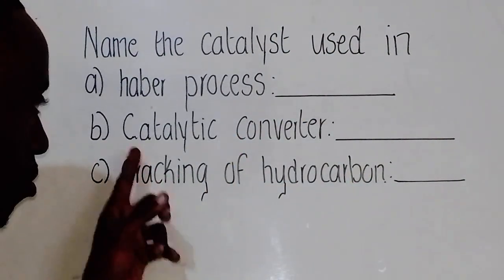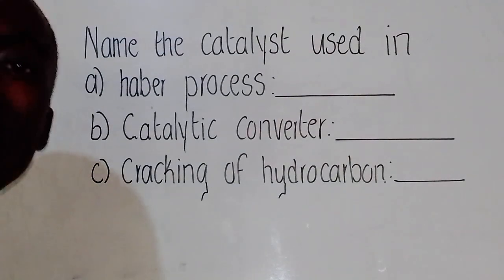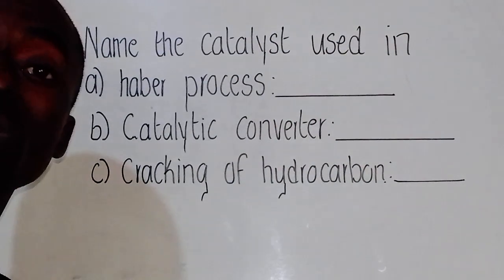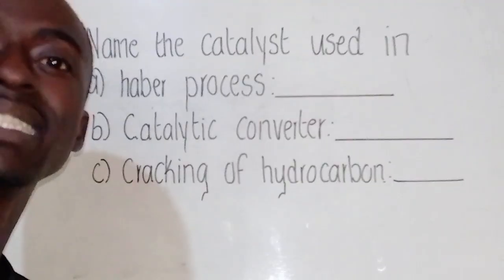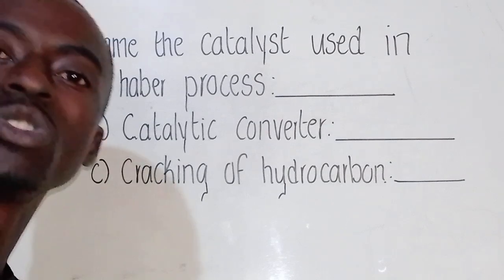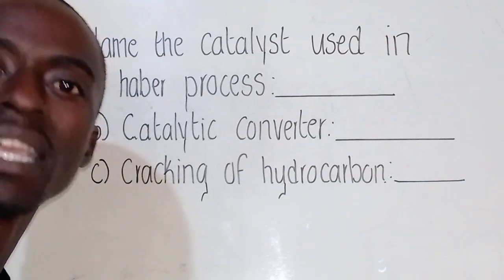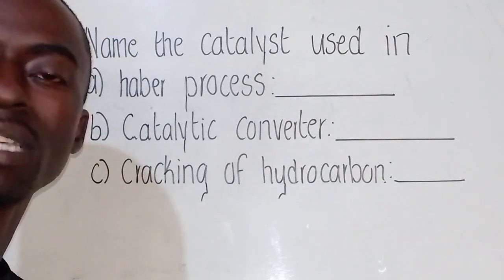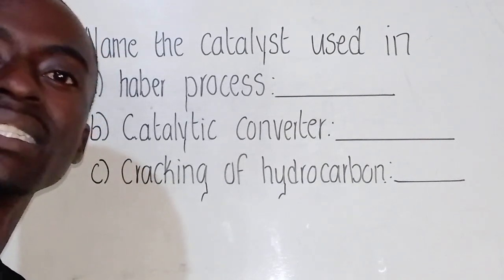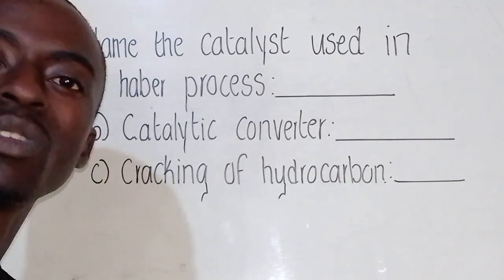Number 2, catalytic converter. When we talk about catalytic converter, we are talking about the exhaust emission control device. It is this device which controls toxic gas. Now, which gases am I talking about here? I'm talking about the nitrogen oxides and the other forms of hydrocarbons.